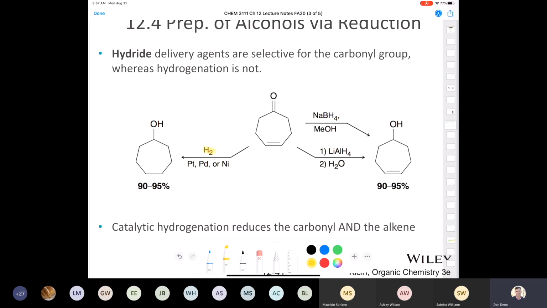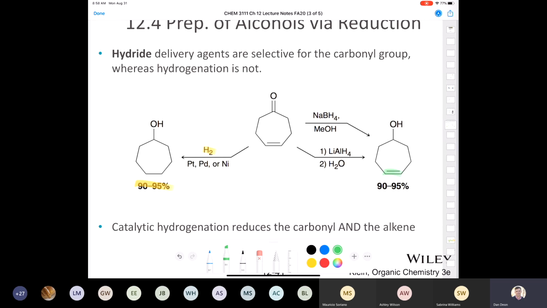And that's cool. If that's what you want to do, by all means, go for it. It's even in a good yield, okay? But if you want to selectively reduce just the ketone and leave that alkene intact, maybe you wanted to do a Markovnikov addition of HBr on there. I mean, there's no Markovnikov here because it's symmetrical, but maybe you wanted to add HBr to that, right? Maybe you wanted to make an epoxide there, right?